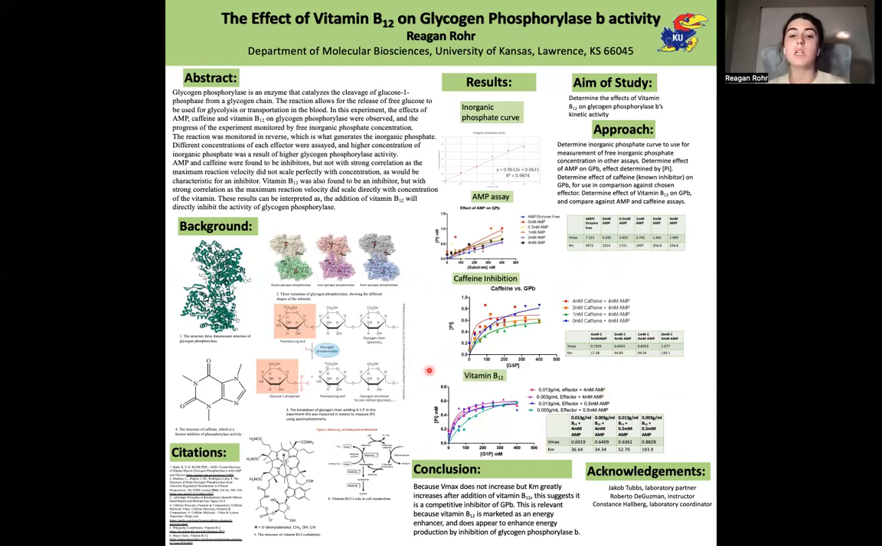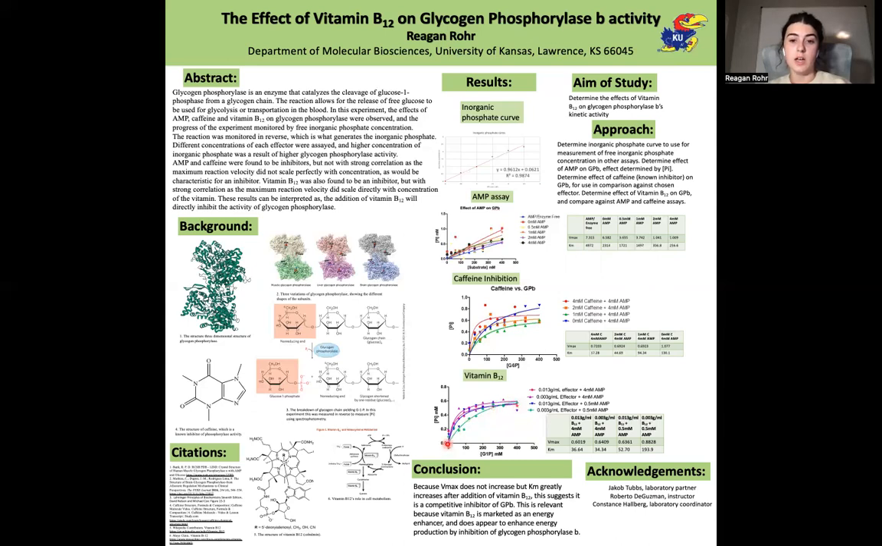I chose vitamin B12 because it is marketed as an energy enhancer, and I wanted to see if that was true in regards to its activity on the glycogen phosphorylase. It was found to be an inhibitor. It doesn't necessarily increase or decrease the concentration of phosphate released. It decreases the rate, or how quickly it releases the phosphate.